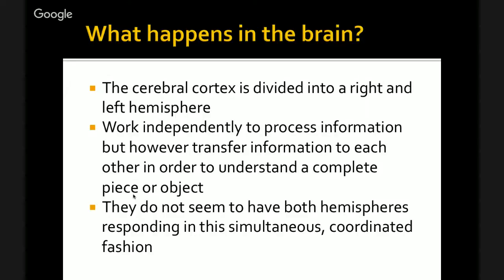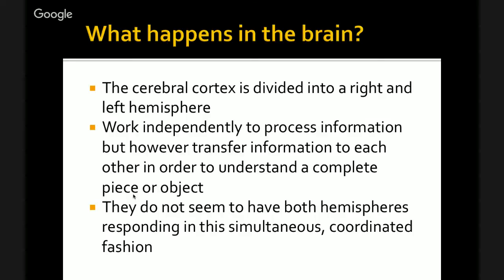What happens in the brain? The cerebral cortex is divided into a right and a left hemisphere. They work independently to process information, but however, transfer information to each other in order to understand a complete piece or object. They do not seem to have both hemispheres responding in this simultaneous, coordinated fashion.